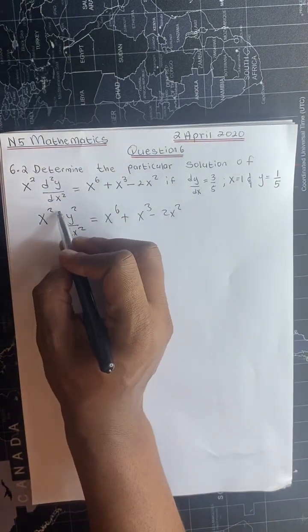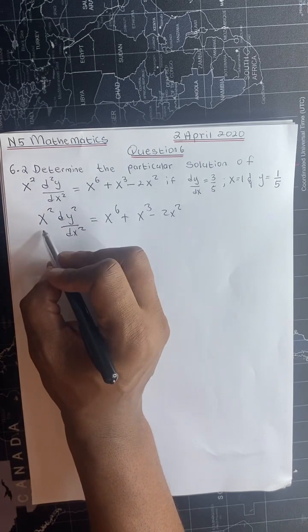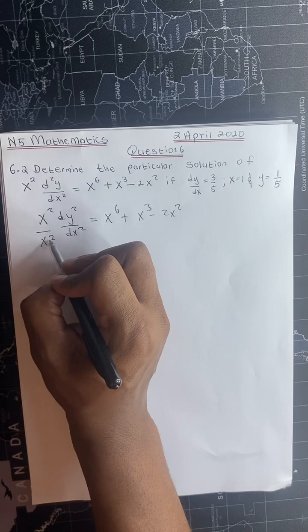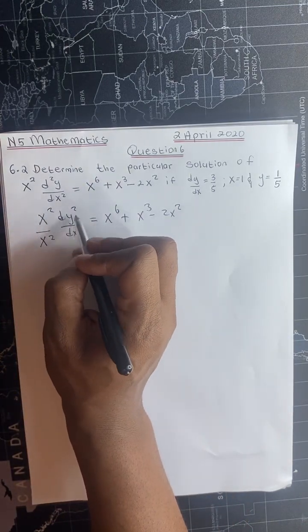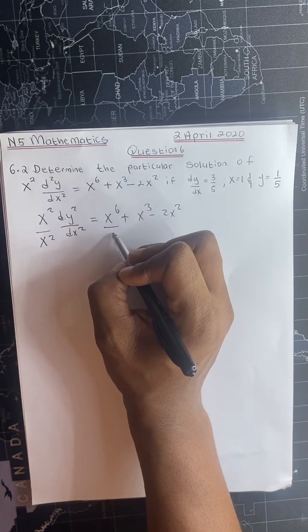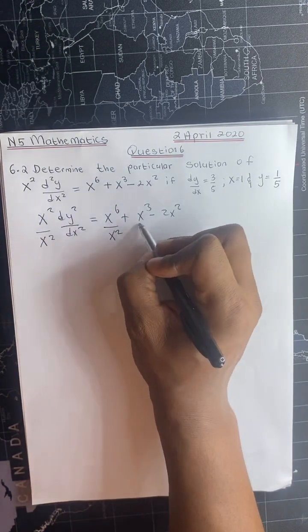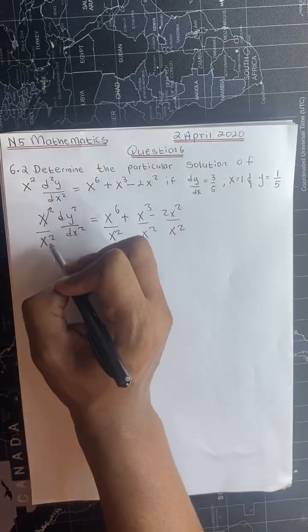we have to make sure that there is no function before the d squared y over dx squared. So we multiply both sides of the equation by that x squared so that we can have d squared y over dx squared without any function before it. So what you do on the left, you also do on the right. So that x squared will cancel out with that.